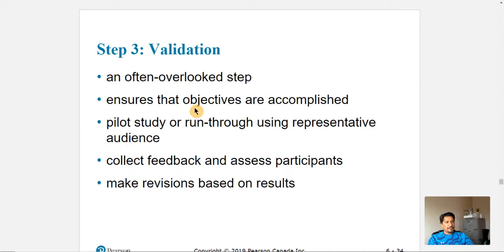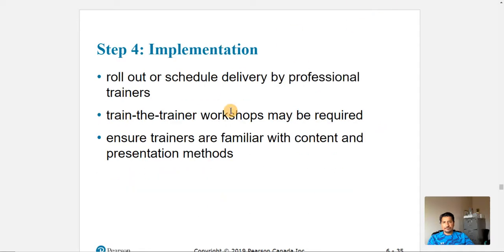Validation, an often overlooked step, ensures that the objectives are accomplished. Pilot study or run through using a representative audience, collect feedback and assess participants, make revisions based on results. Step 4 is the implementation, roll out or schedule delivery by professional trainers. Train the trainer workshops may be required, to ensure trainers are familiar with the content and presentation methods.